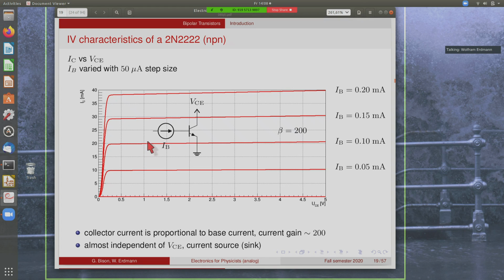What you can also see here is that the current is not exactly independent of the collector emitter voltage for a real transistor, but only approximately. But it's in quite good approximation constant. So this transistor is a good current source, or a current sink in this case, because here the current flows into the collector. If you want a current source which sources current, then you need a PNP transistor.